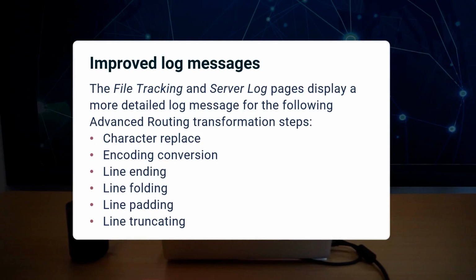The file tracking and server log pages now display a more descriptive log message for the following advanced routing transformation steps: character replace, encoding conversion, line ending, line folding, line padding, and line truncating.